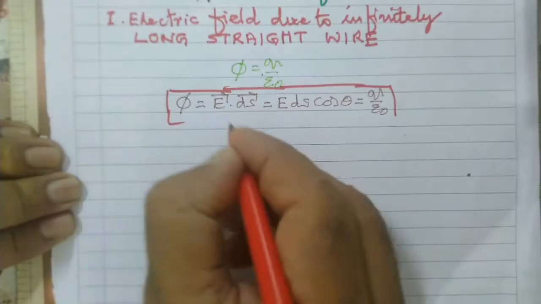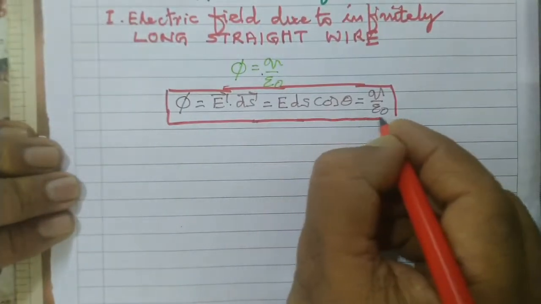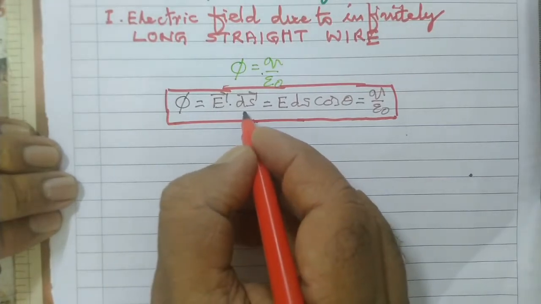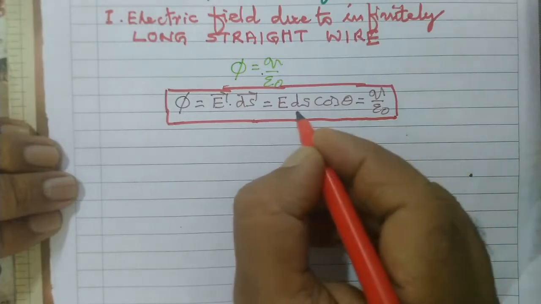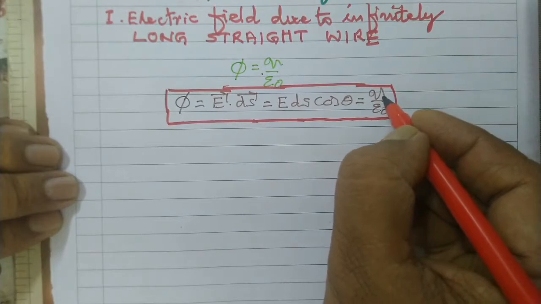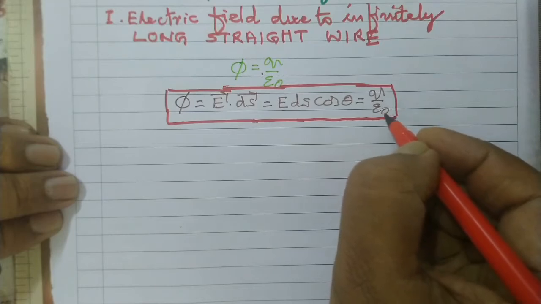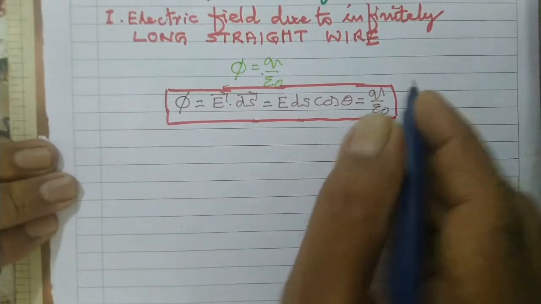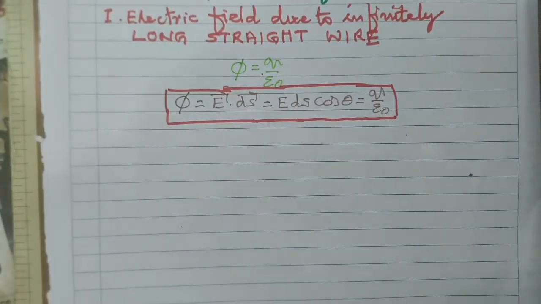You know what each term in this mathematical expression is. Phi is the electric flux, E is the electric field, ds is the area element, theta is the angle between the electric field vector and the area vector, q is the charge enclosed in the closed surface, and epsilon 0 is the absolute permittivity of free space. You know very well the value of the absolute permittivity of free space: 8.854 into 10 to the power of minus 12 Coulomb square Newton minus 1 meter minus 2. You know that very well.